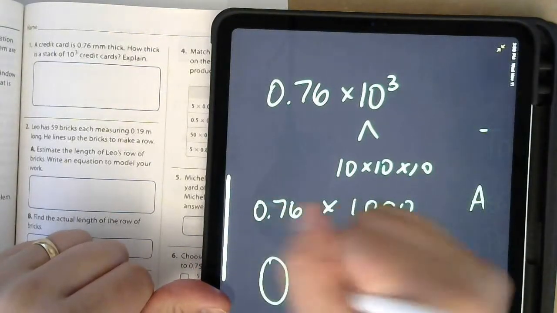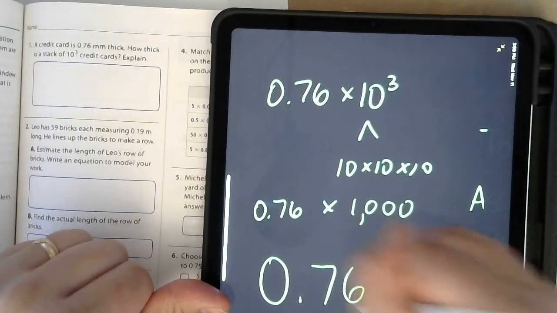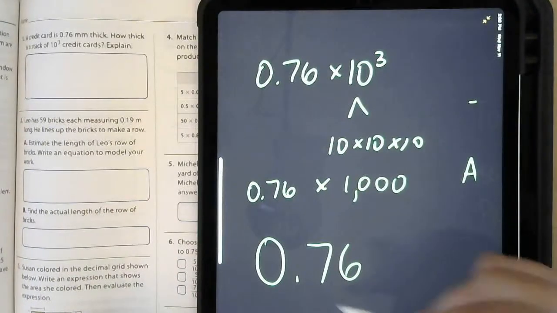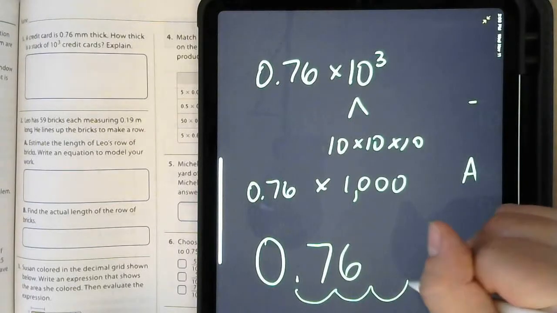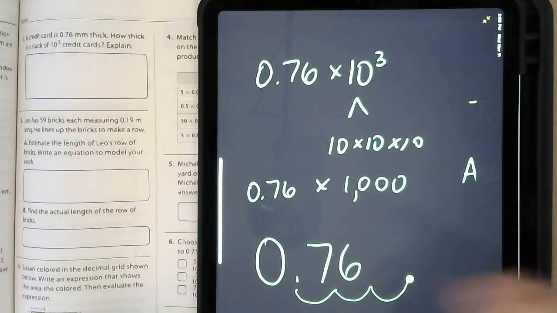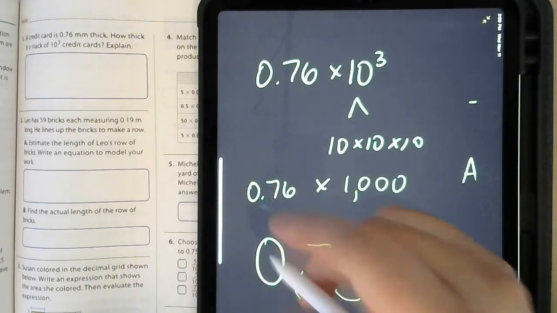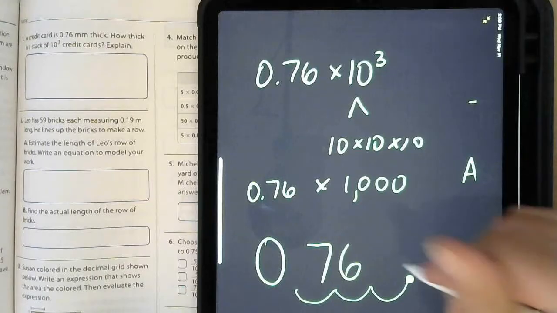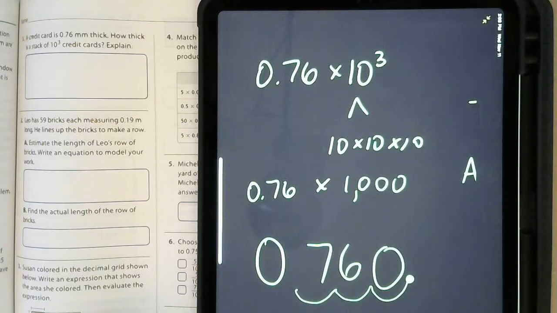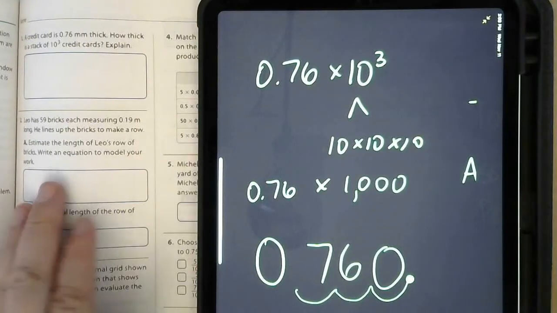So let me just write this out. If I move my decimal over to the right, look, 1, 2, 3 times. The decimal is now here. And let's see if I can do this. Erase that decimal, add a 0 in. That means my answer is 760. It's 760 millimeters thick if I had a giant stack of credit cards. That's number 1. Take a look at number 2.